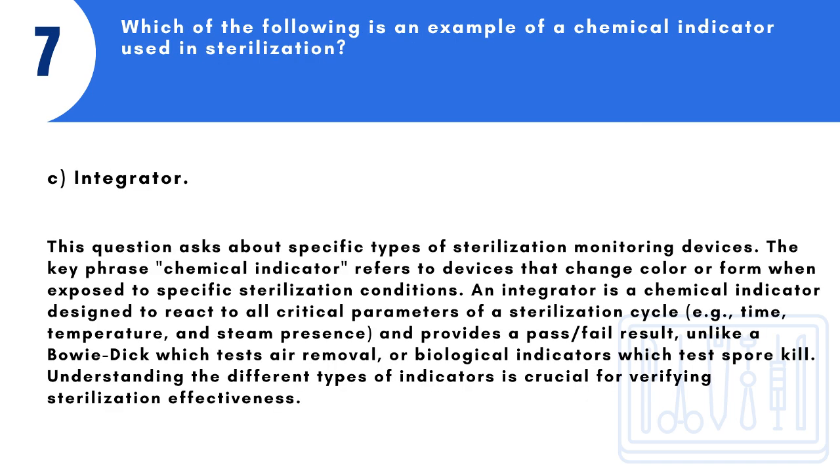Answer: C. Integrator. This question asks about specific types of sterilization monitoring devices. The key phrase, chemical indicator, refers to devices that change color or form when exposed to specific sterilization conditions. An integrator is a chemical indicator designed to react to all critical parameters of a sterilization cycle, e.g., time, temperature, and steam presence, and provides a pass/fail result, unlike a Bowie-Dick which tests air removal, or biological indicators which test spore kill. Understanding the different types of indicators is crucial for verifying sterilization effectiveness.